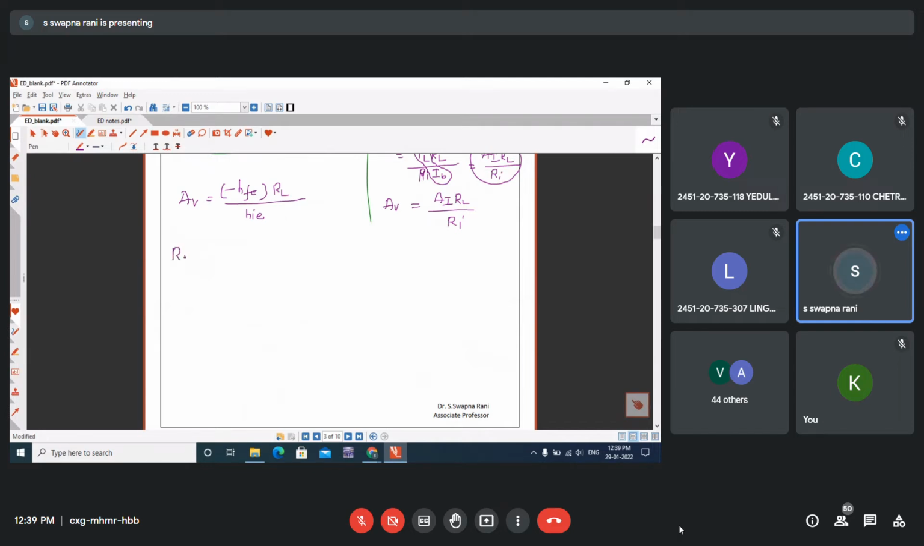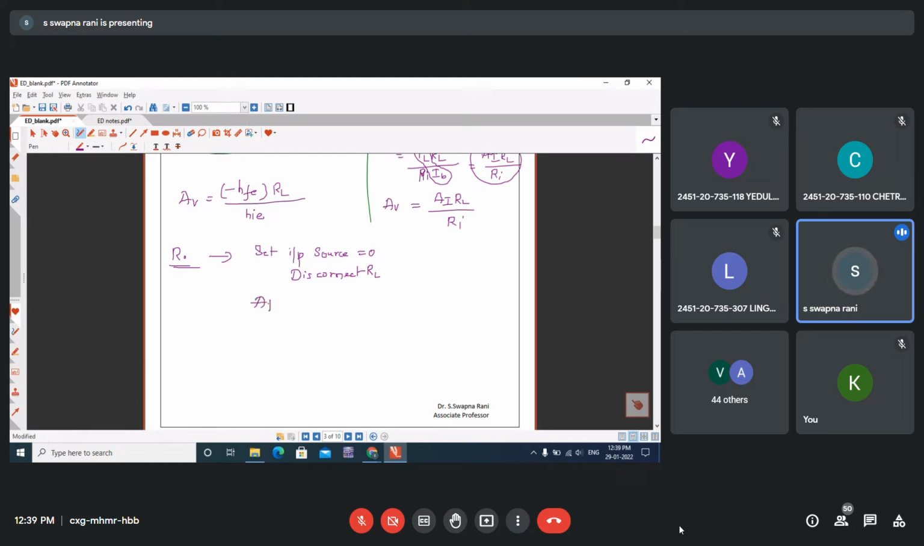The last one, R naught. For finding R naught, we need to follow certain steps, right? Set the input voltage source to 0. Disconnect RL.